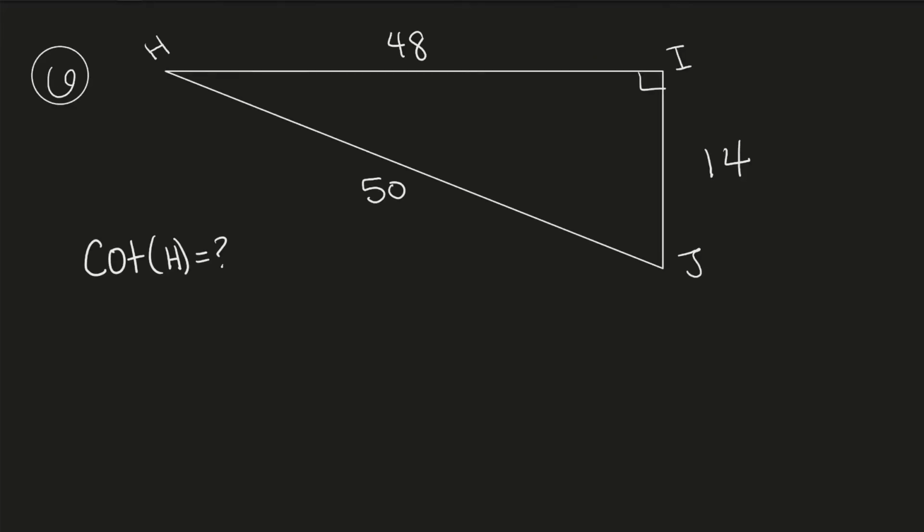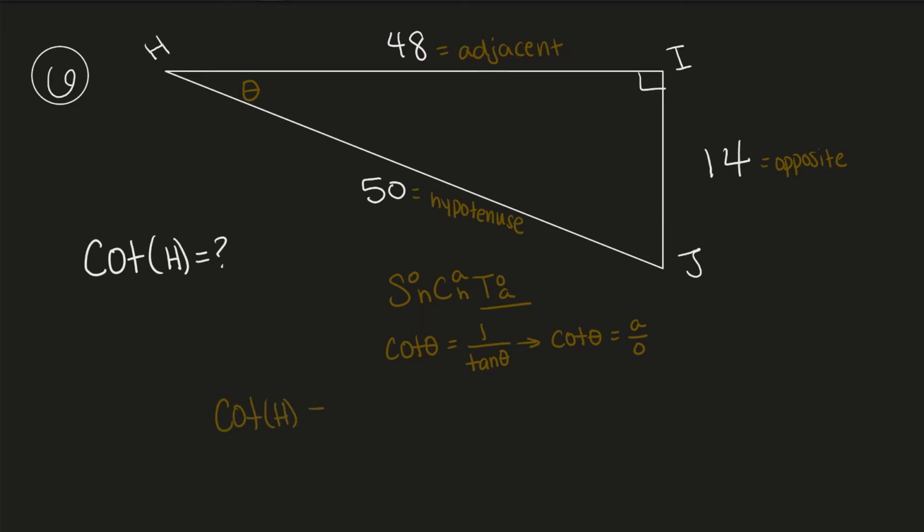Now, let's find the cotangent of H. Cotangent is the reciprocal of tangent. Since tangent is opposite over adjacent, cotangent will be adjacent over opposite. With our angle in the upper left-hand corner, 14 is our opposite side, 48 is our adjacent, and 50 is our hypotenuse. So the cotangent of H is adjacent over opposite, so 48 over 14. These are both divisible by 2, so the cotangent of H is 24 over 7.